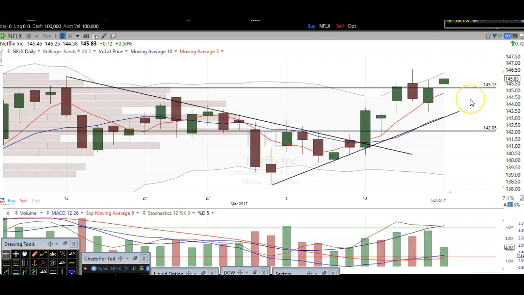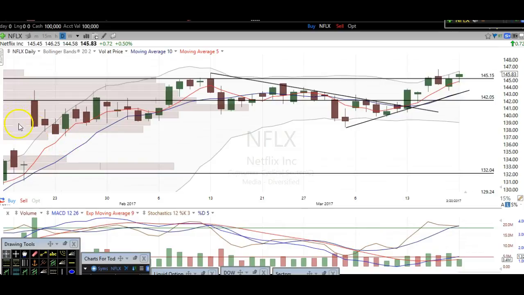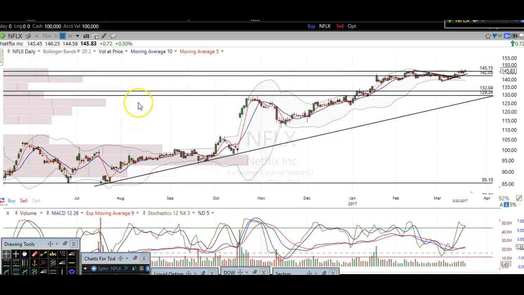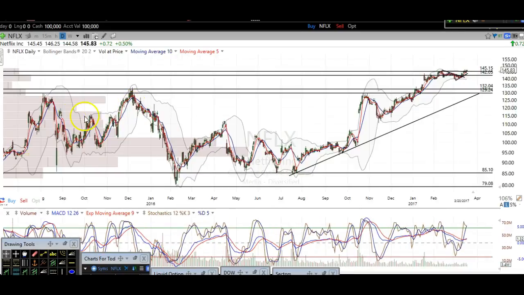And this is a very bullish stock right here. This was a gap up on earnings right there. And you can see we gapped up over this big time resistance. You can see back here in 2015.